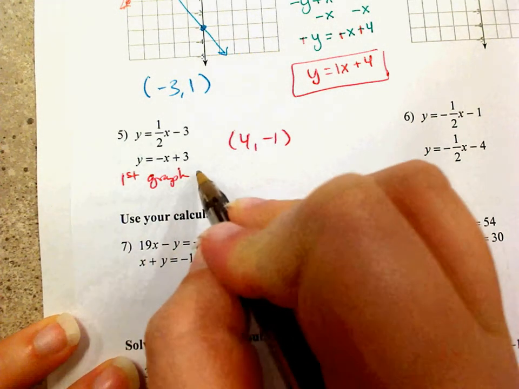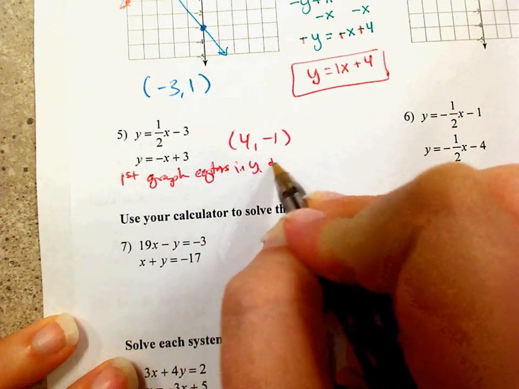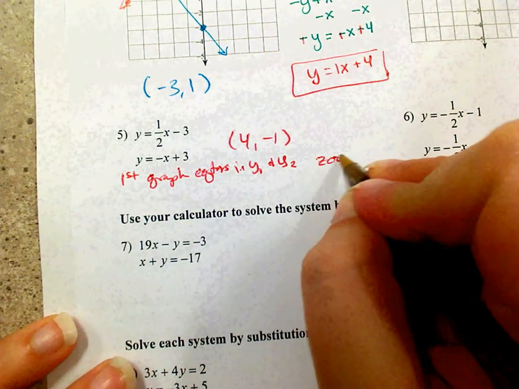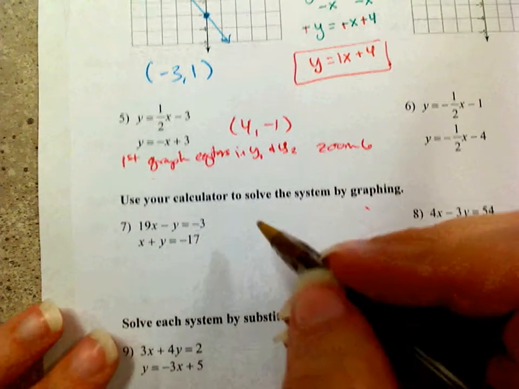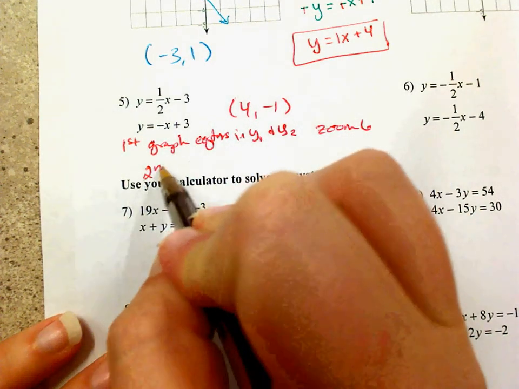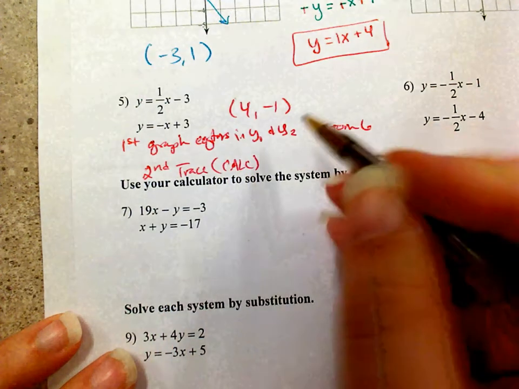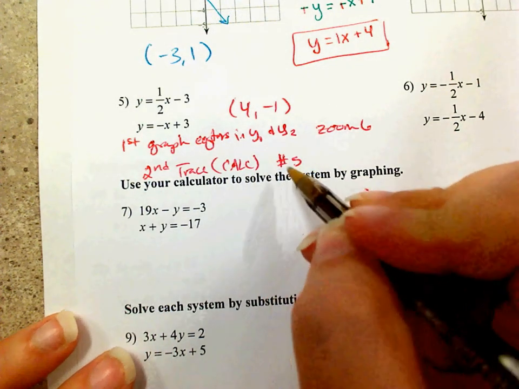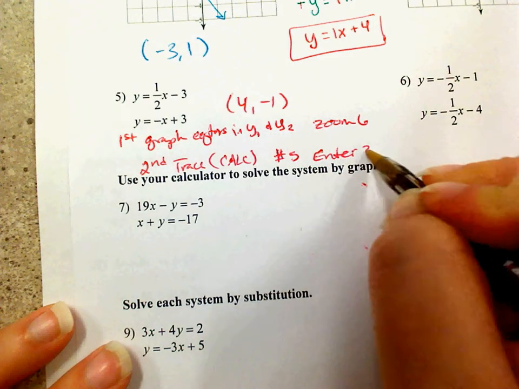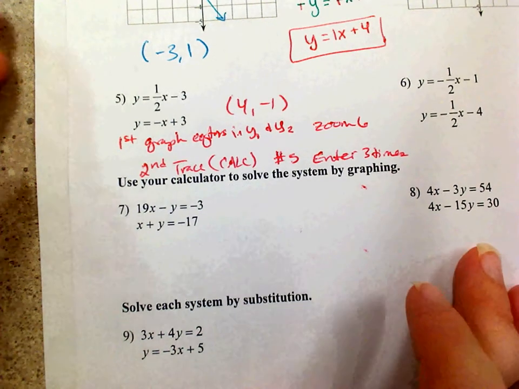Okay, so first, I'm going to graph the equations in y1 and y2. I pressed zoom 6 just to make sure I had a good window. And then I went to what to calculate the intersections? Second trace, which is calc. And I went to number 5, right? How many times did I press enter? And there you go. Okay. And then I found my answer.